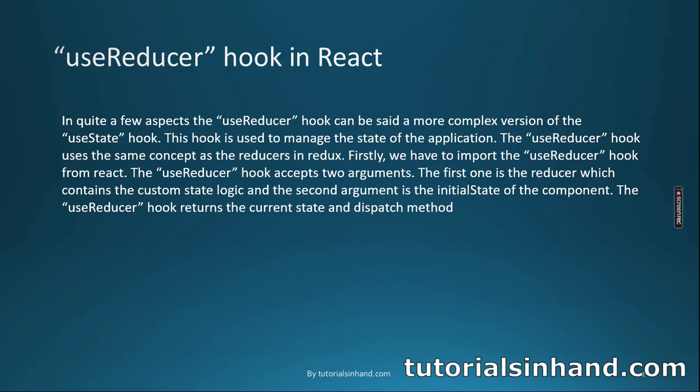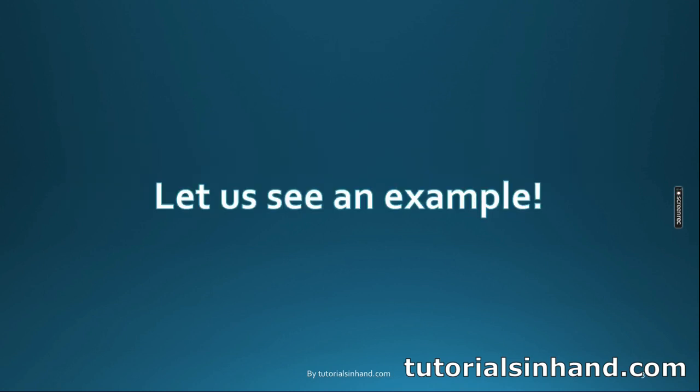Okay. So remember, it accepts two arguments. The first one is the reducer, which contains the custom state logic, and the second argument is the initial state of the component. Now here I have mentioned the concept of the useReducer hook is a lot like the reducers in Redux, but here we will not discuss Redux as that is outside the scope of this video. So let's go to the code and understand how we use the useReducer hook in React to achieve our goal.